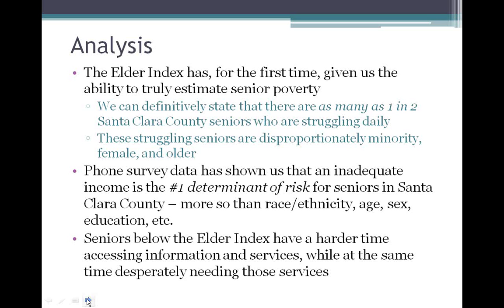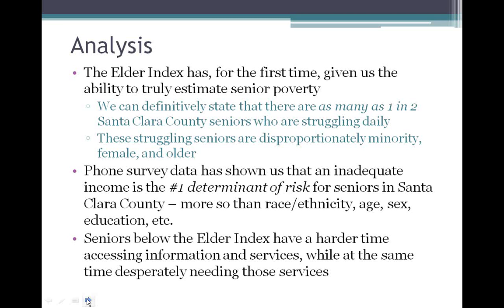And in fact, the phone survey has really shown us the number one determinant of risk is income and inadequate income. More so than when we look at race or ethnicity, age, sex, education. All of those things, we do see an increased need, but without a doubt, over and over, we see that income is the number one determinant. Seniors who are below the Elder Index have a hard time accessing information about these services, while at the same time being the most in need of those services. So that's kind of what we've learned from our needs assessment.